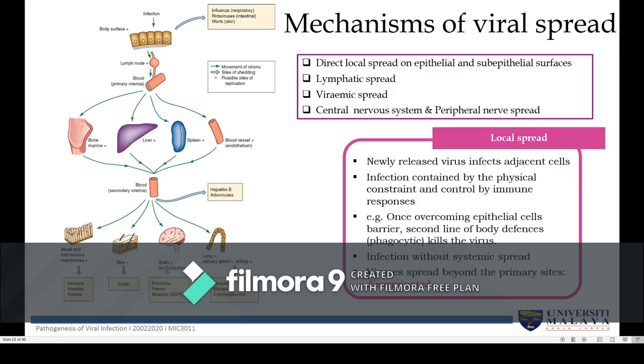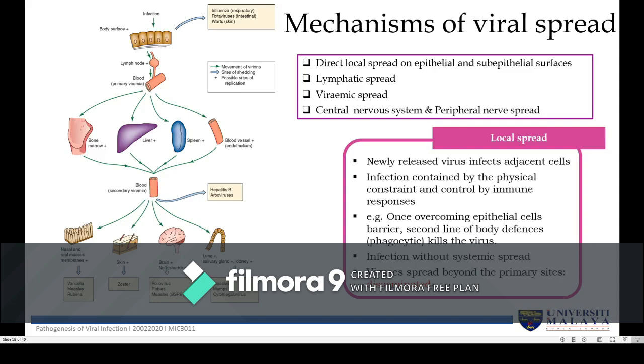So local spread is when the newly released virus infects new adjacent cells, and the infection is contained by physical constraint and controlled by the immune response. Physical constraint means, for example, if there's mucosa, it stops. If there's cilia, it cannot bind. And in keratinocytes, which are usually dead cells, it cannot support viral replication, so it's a physical constraint there.